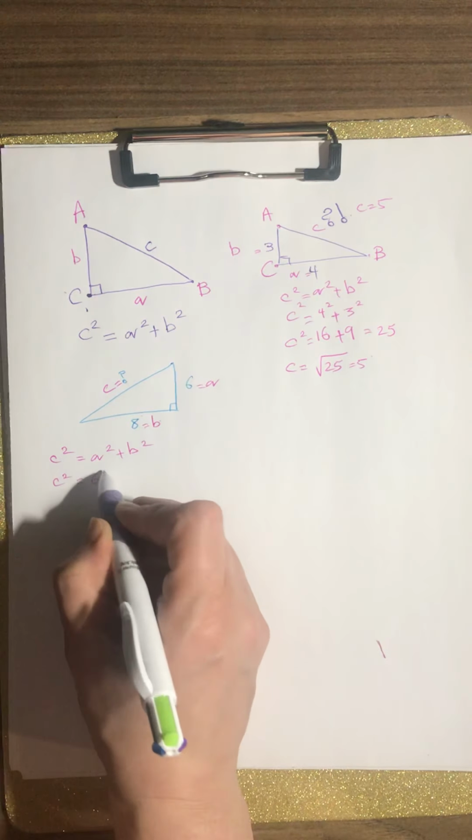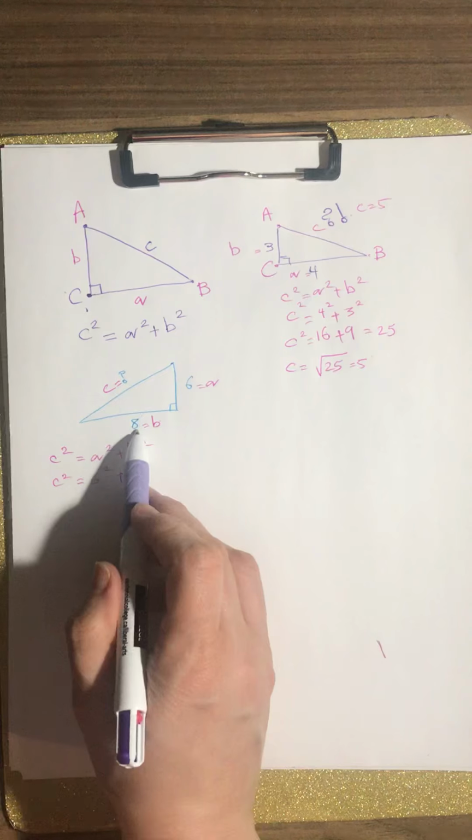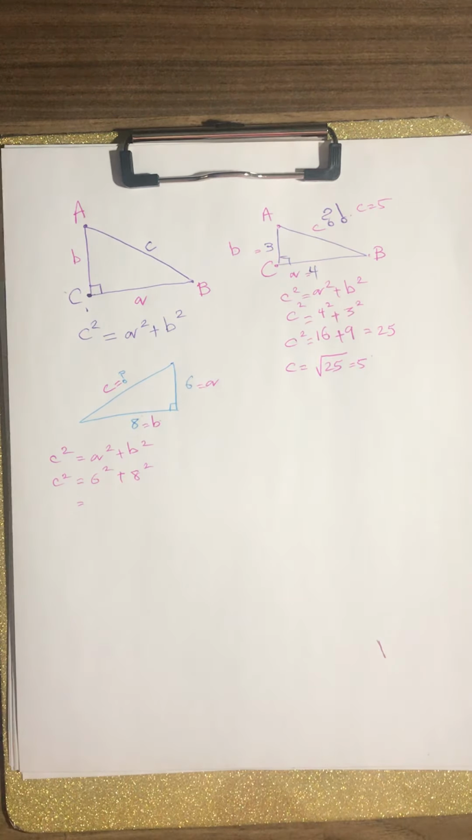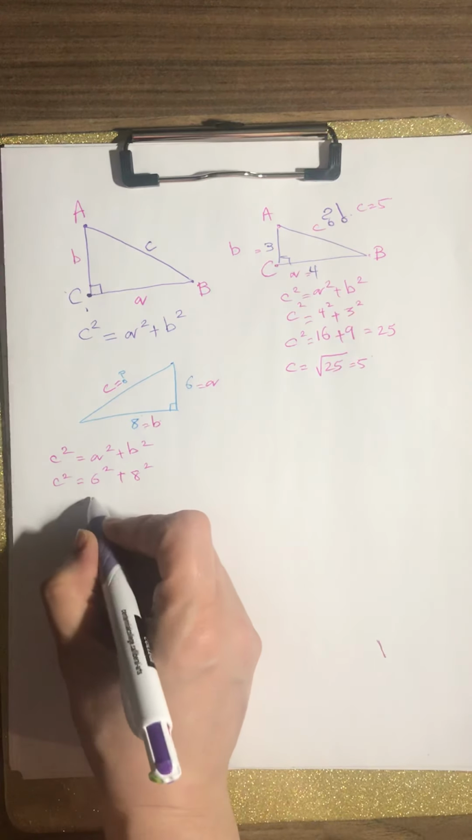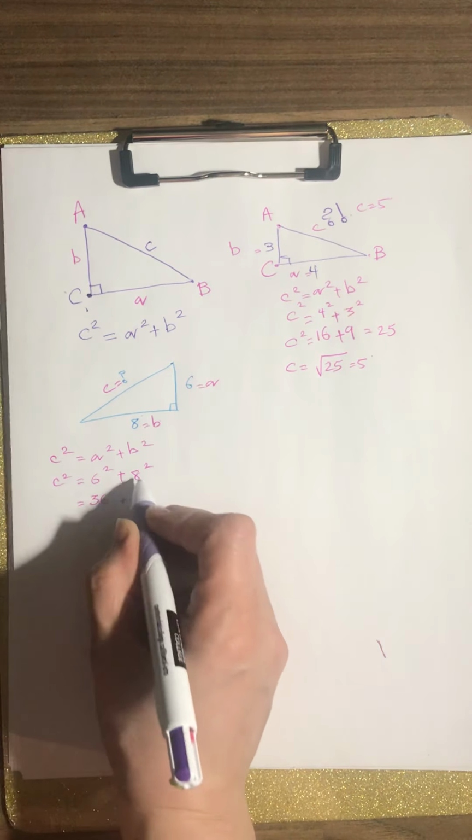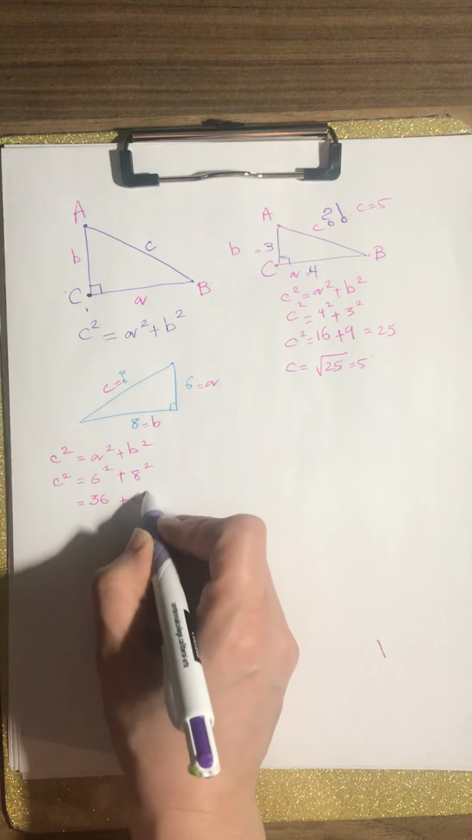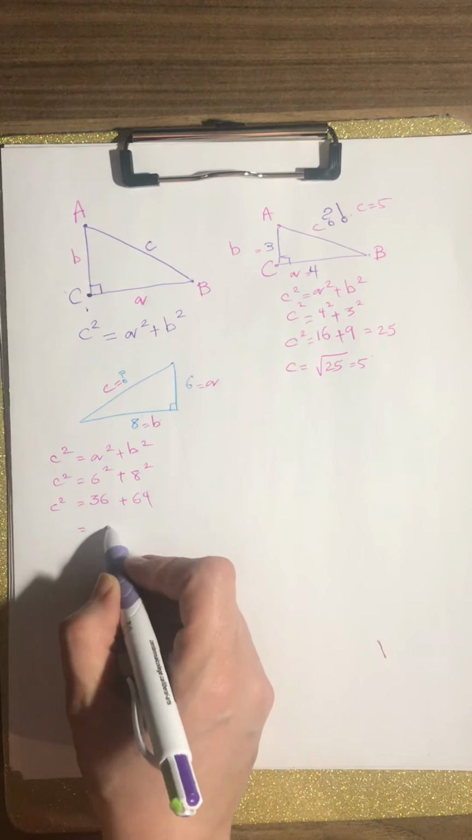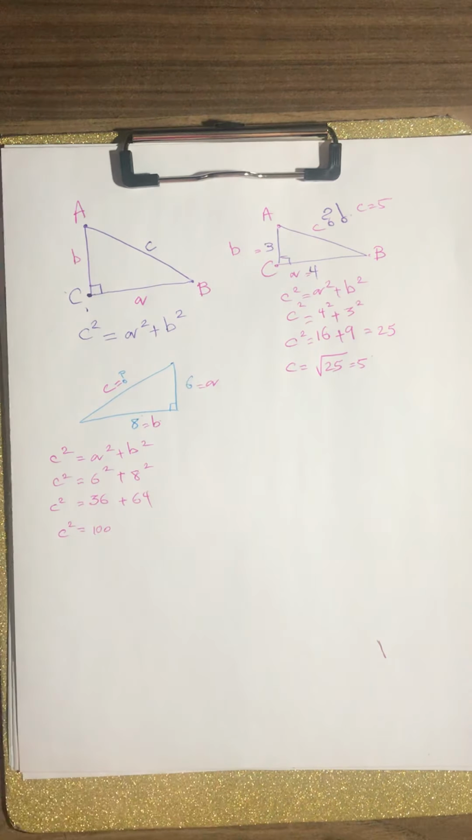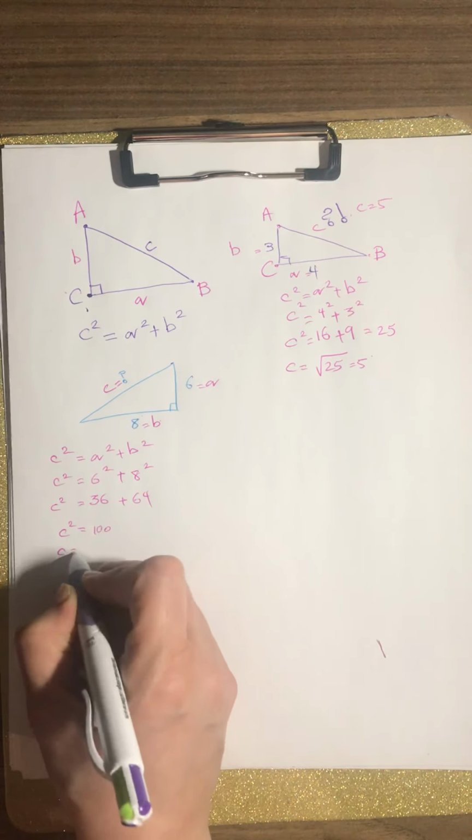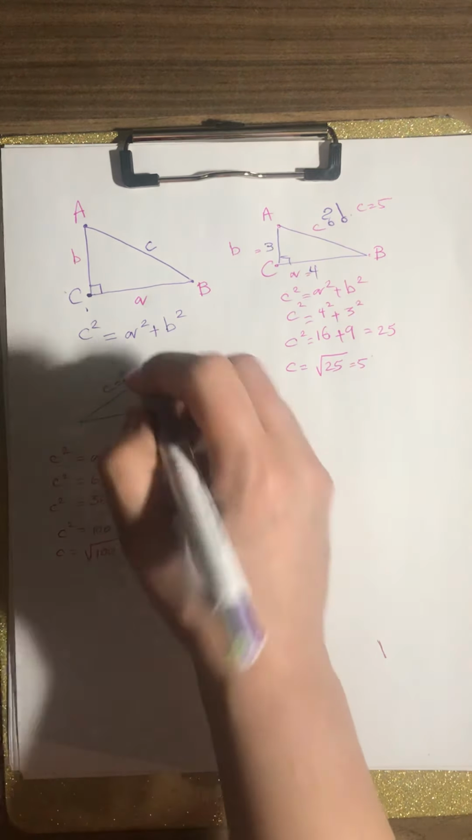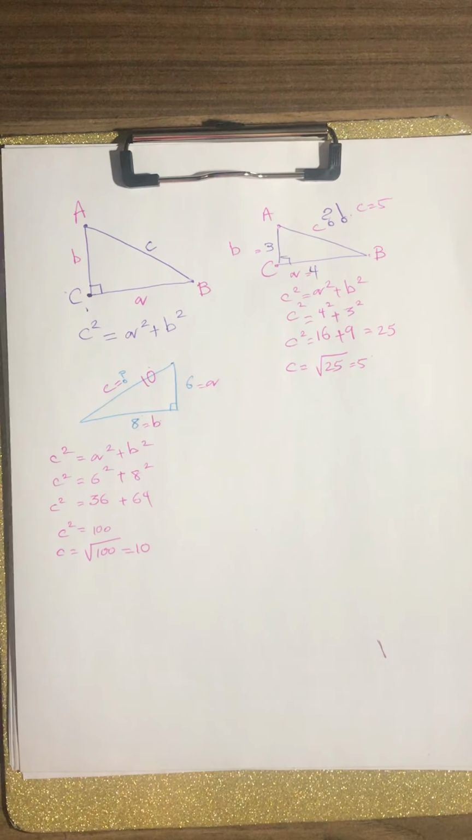So 6 to the power of 2 plus 8 to the power of 2. What is 6 to the power of 2? 36. How about 8 to the power of 2? 64. That's our C2, okay? Let's add them together. 100. C2 is 100. C to the power of 2 is 100. So C equals the square root of 100. That equals 10. So C is 10. There we go. We found it.